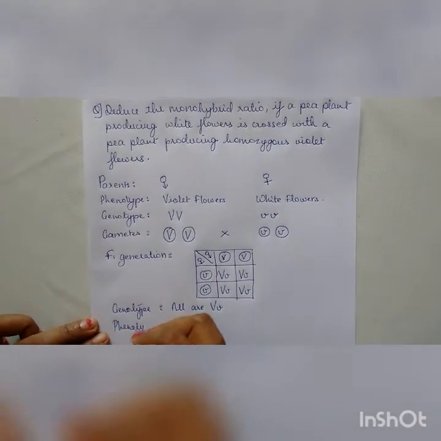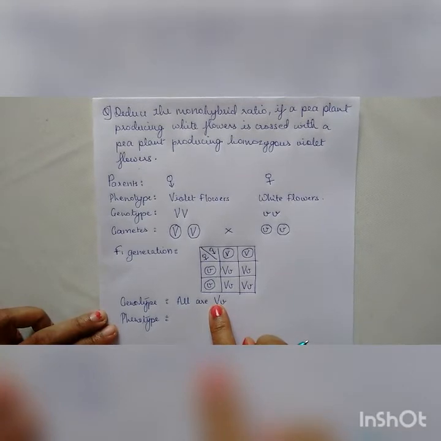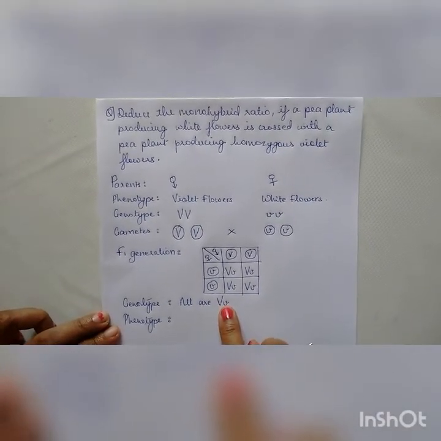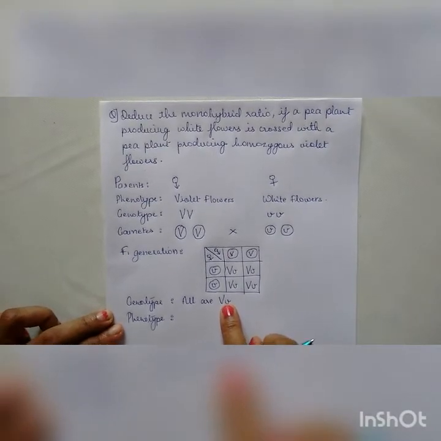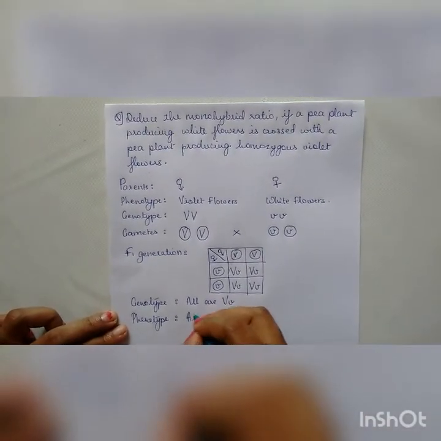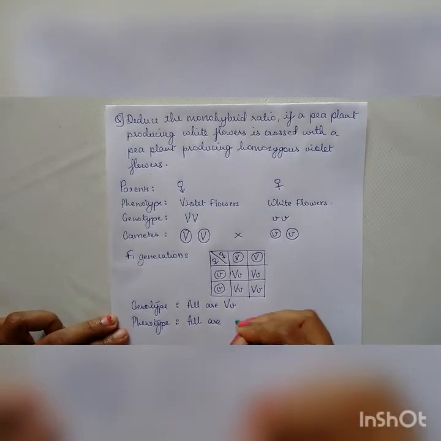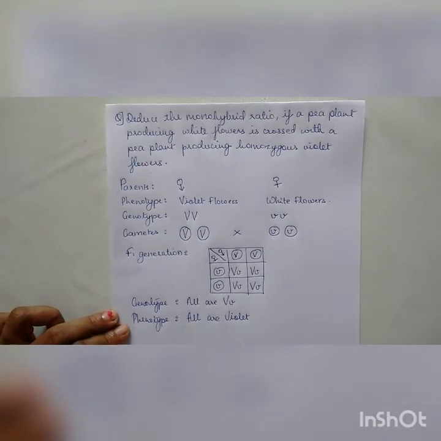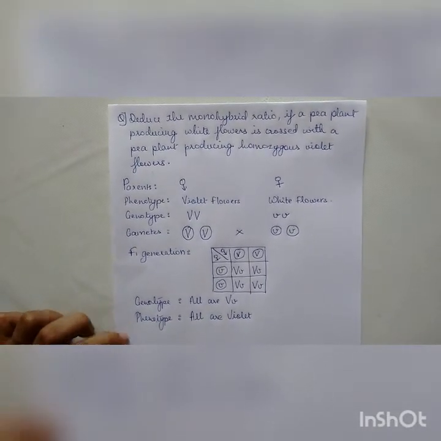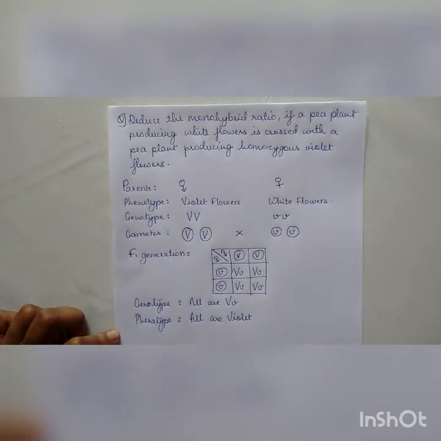Phenotype of the F1 generation: capital V will dominate the recessive allele small v. This we have studied as the law of dominance, and therefore all the plants of the F1 generation are violet. They will be producing violet flowers. Now the next step is to self the F1 generation as Mendel did.